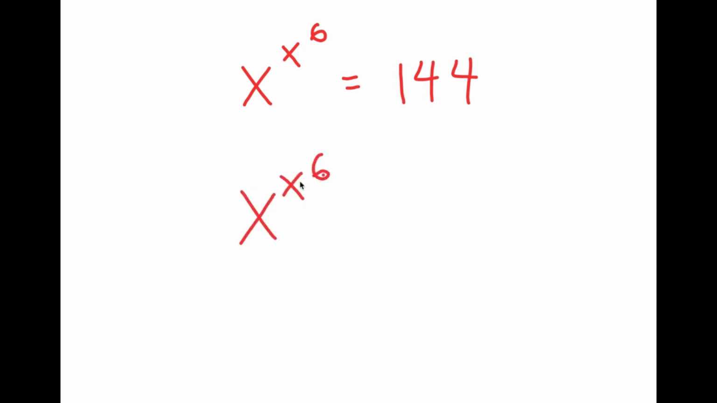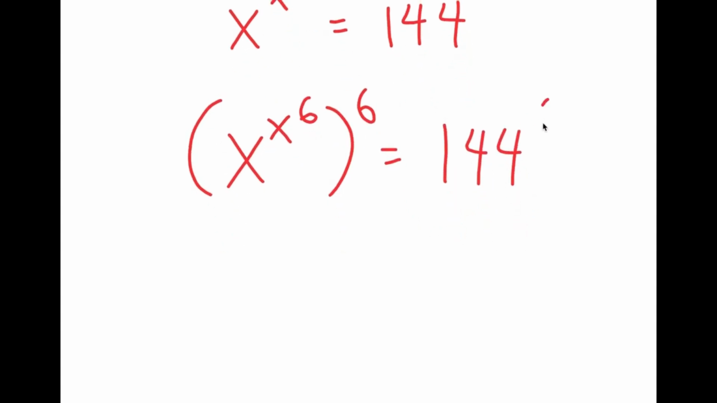Alright, so in this video, I'm going to solve the equation x to the power of x to the power of 6 is equal to 144. So to solve this, I'm going to first start by taking the power of 6 on both sides. So I'll get x to the power of x to the power of 6 to the power of 6 is equal to 144 to the power of 6.